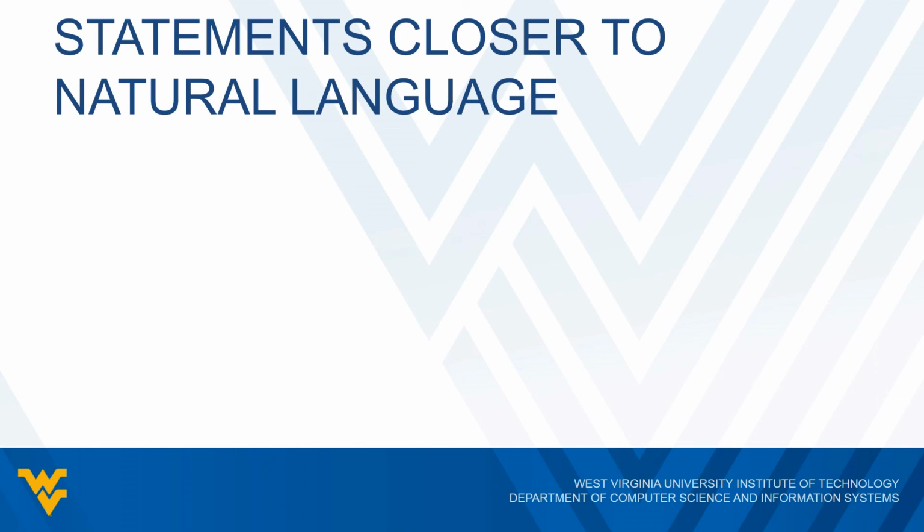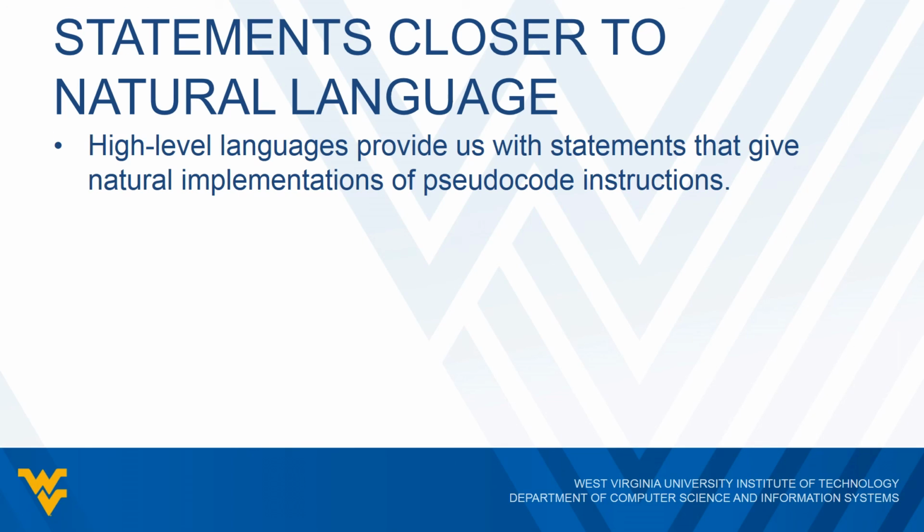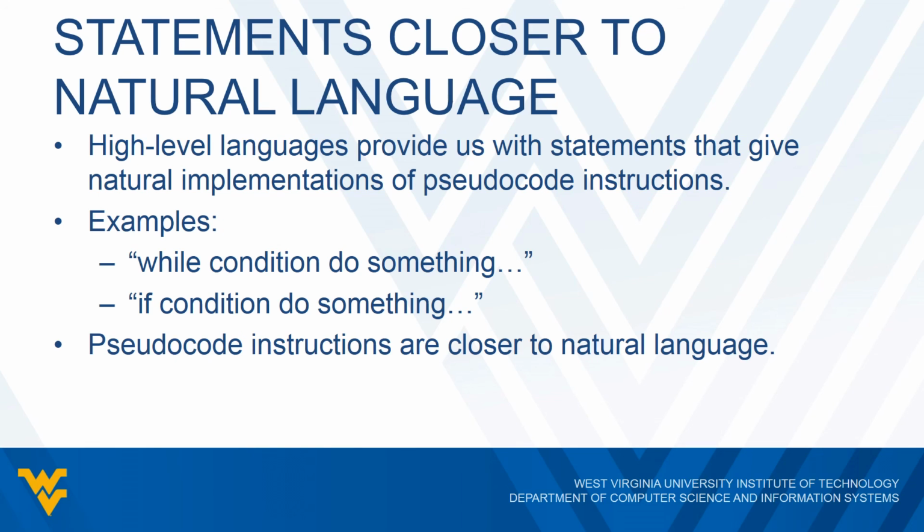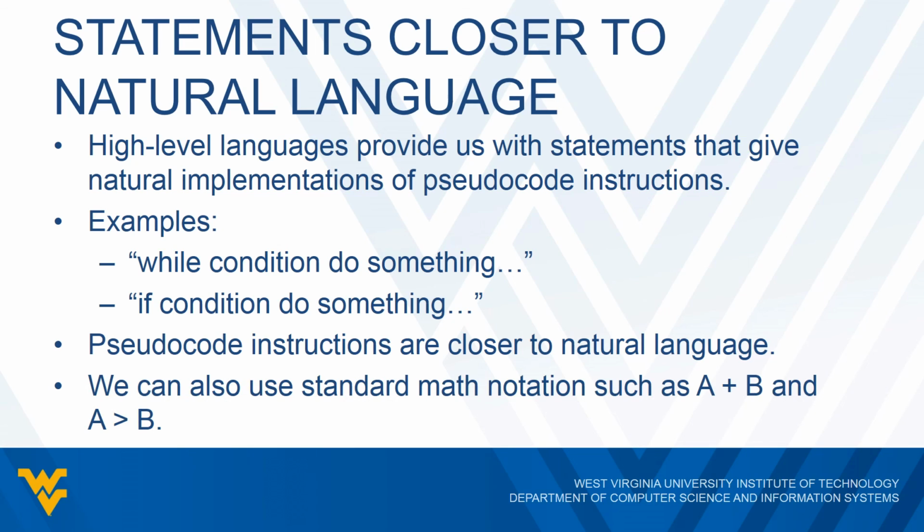The last expectation is that programming statements in a high-level language will be closer to natural languages, and they will use standard mathematical notation. High-level languages provide us with statements that give natural implementations of pseudocode instructions. Just to give a couple of examples, we could say something like, while some condition do something, or if some condition is true or false, do something. Now, while pseudocode is still somewhat stilted, it's still close to the natural language. We can even use standard mathematical notation such as a plus b and even a greater than b.